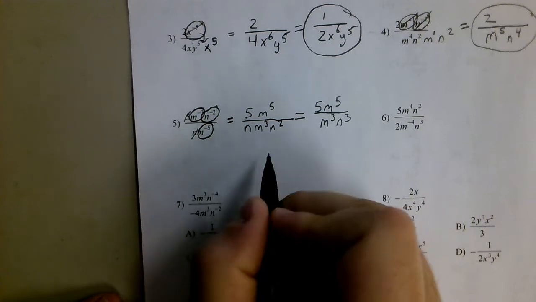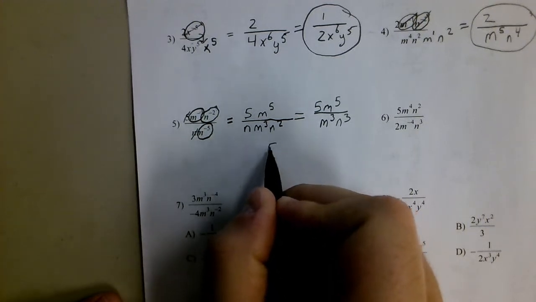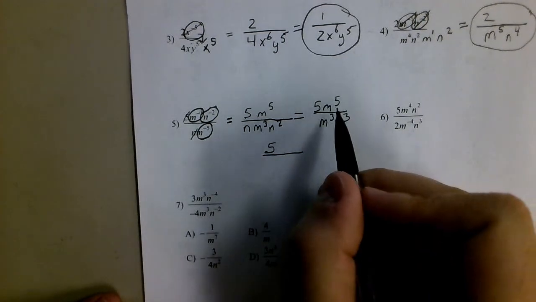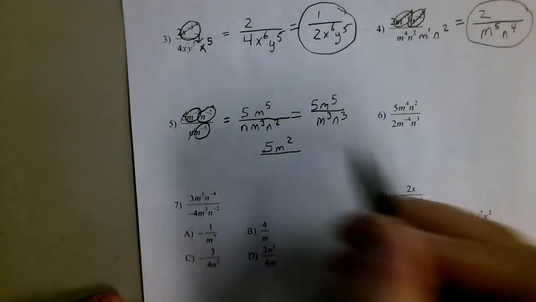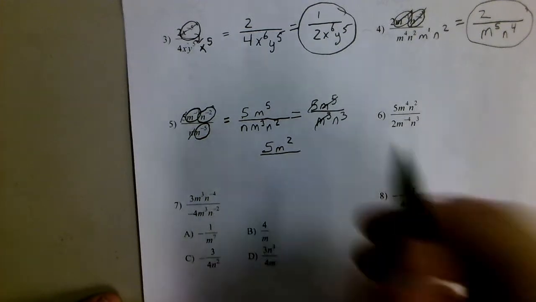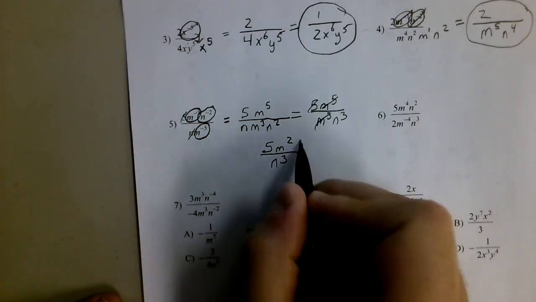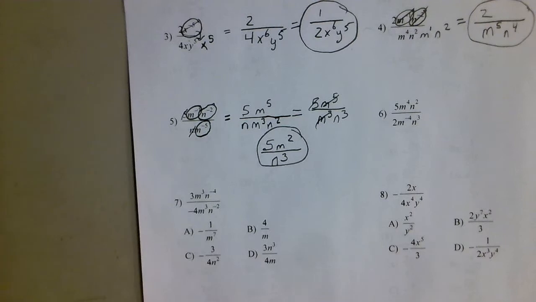Alright, so now, one last final simplification. We've got 5. And then, where do I have more m's? Up top, how many more? 2. That takes care of these. And then I just have n to the third in the bottom. So there's my final answer for that one.